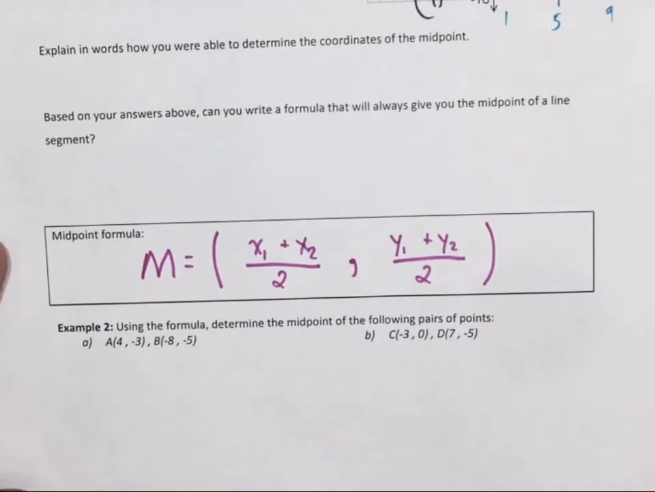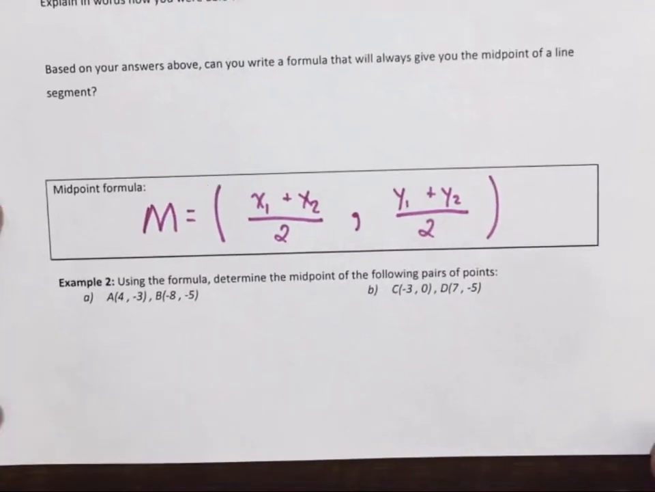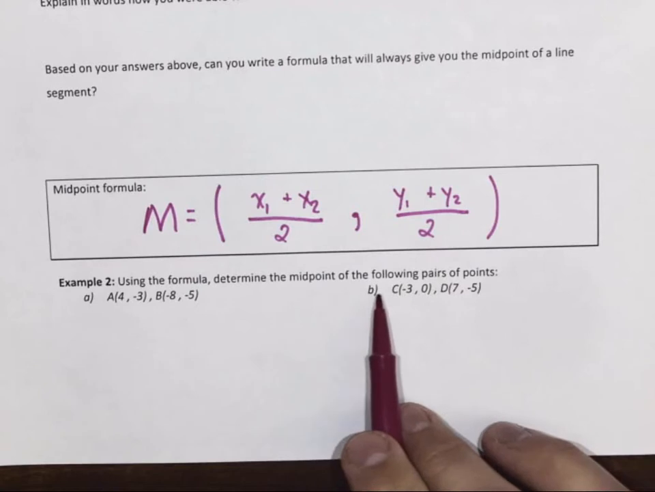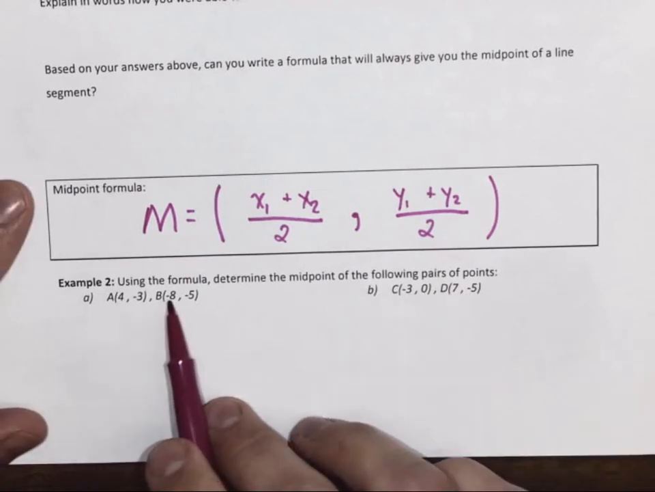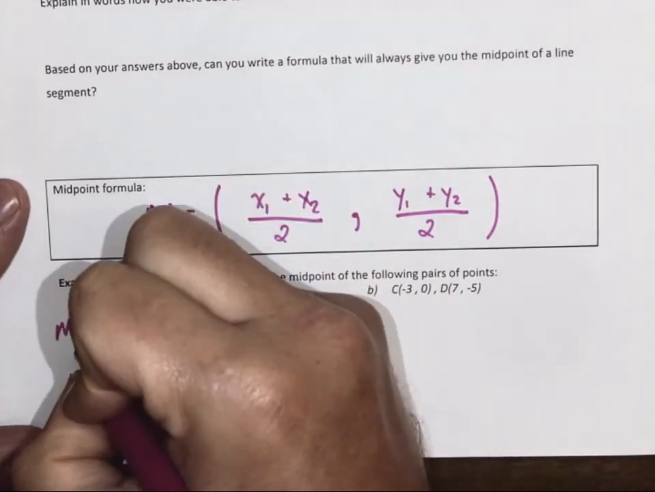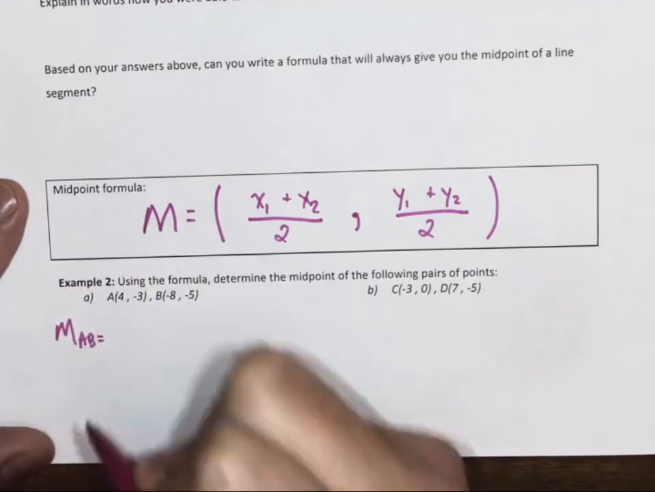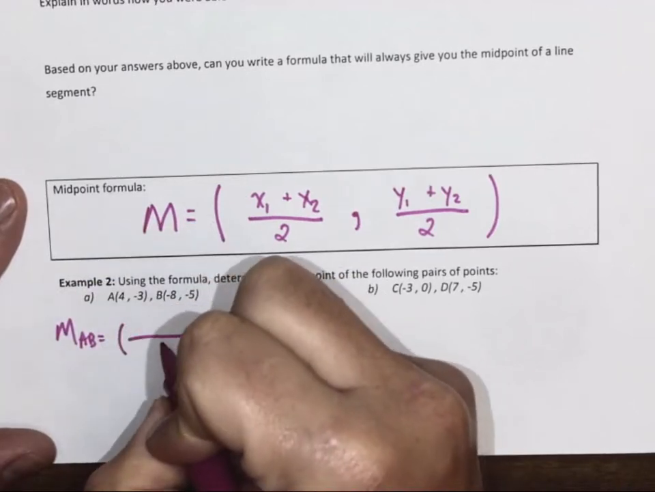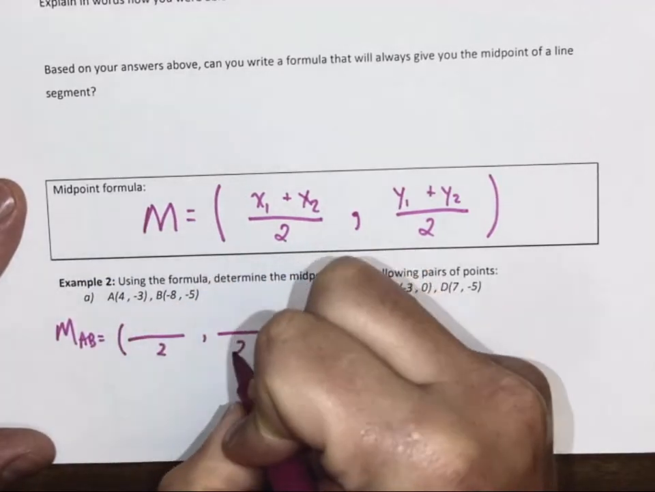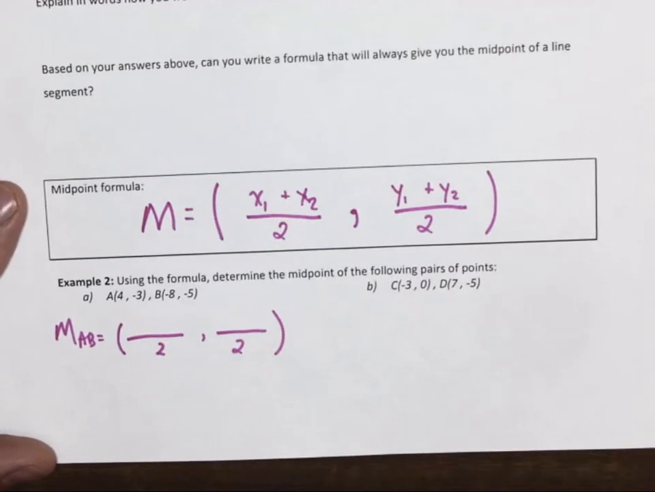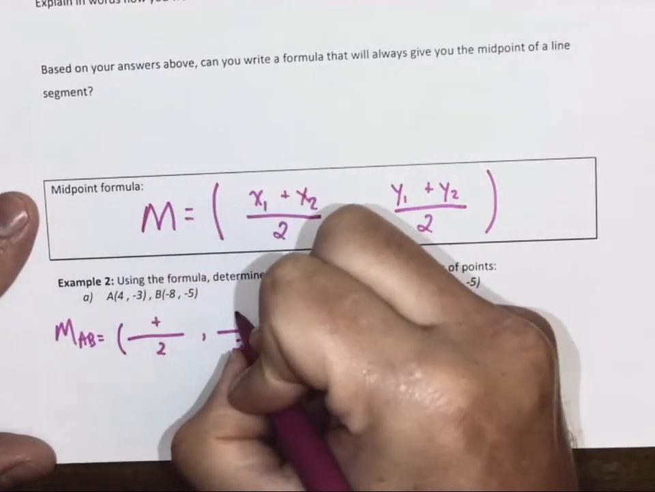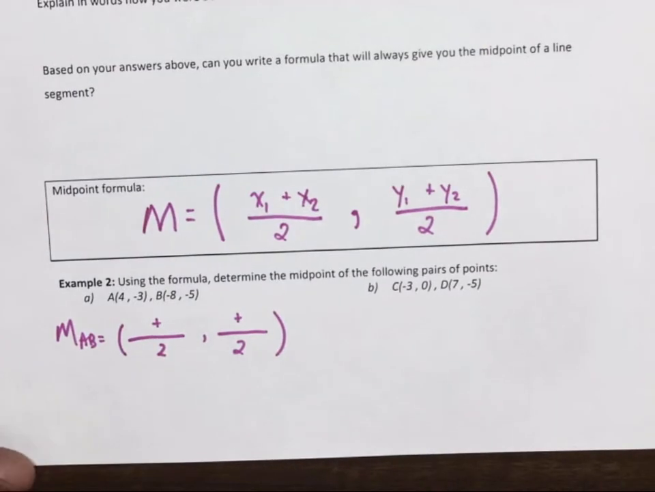So let's see. Using the formula, determine the midpoint of the following pairs of points. So point A and B. So the midpoint of AB is going to be an x aspect and a y aspect divided by 2. And it's going to be added in between. So let's see.